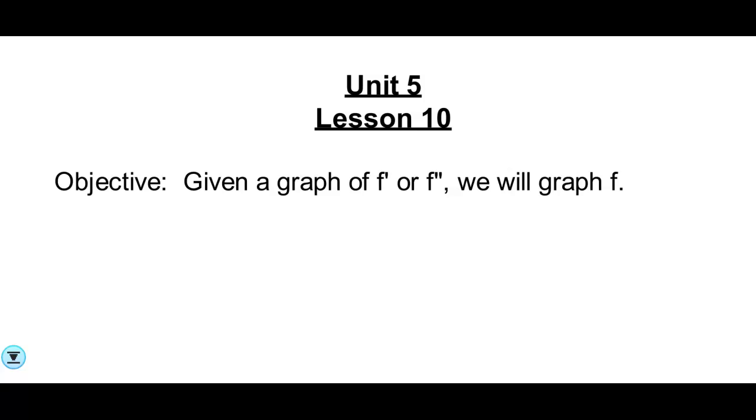Same thing as yesterday, kind of, but the opposite. I'm going to give you the derivative graph, and from that you need to find f. Or, hopefully, I'm going to give you the second derivative function, and you're going to graph the original from there too. So, that's our goal. Let's begin.